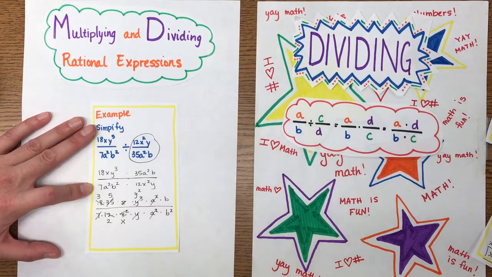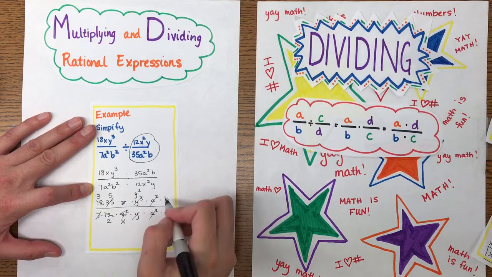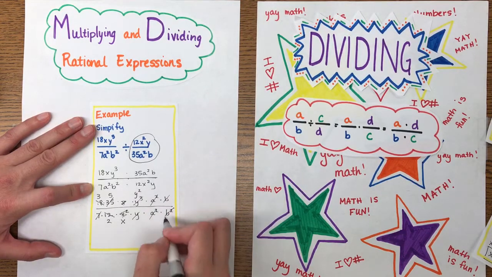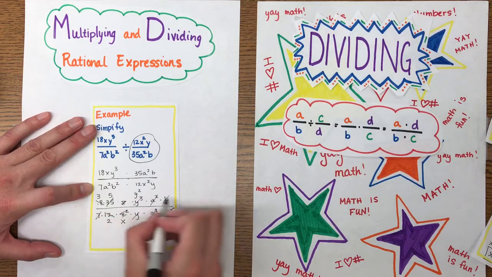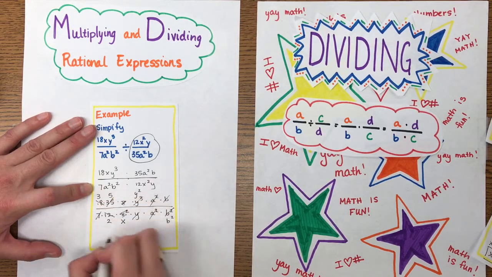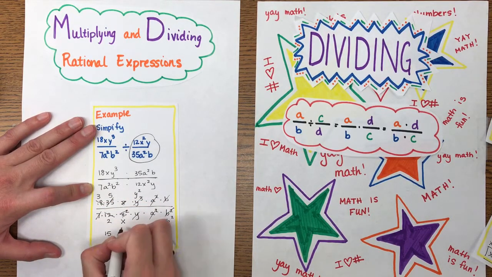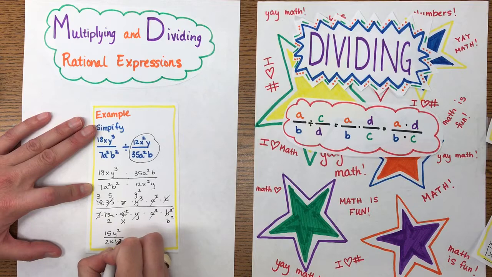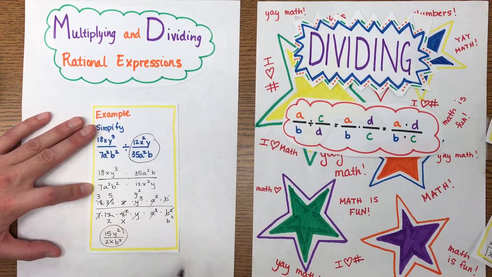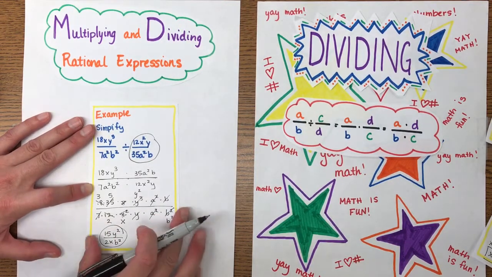A squared in the numerator, a squared in the denominator cancel. B in the numerator and b squared in the denominator will become b. So now I'm left in the numerator with 3 times 5, which is 15, y squared, divided by 2xb squared. That is my fully simplified expression.